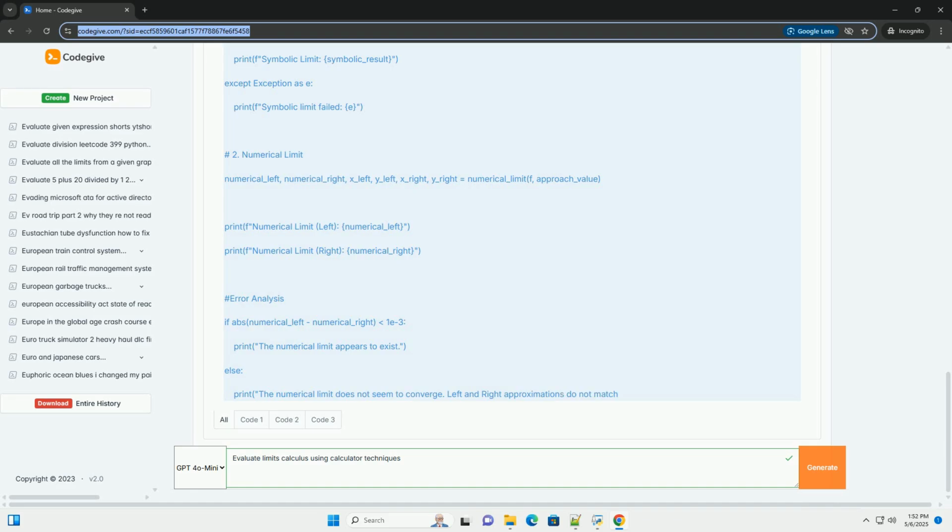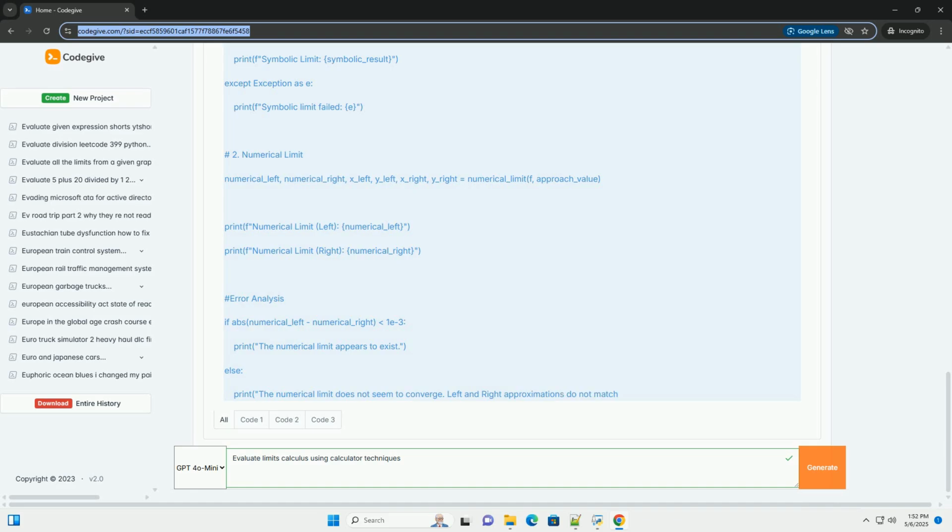The general strategy is to evaluate the function near the point where we're taking the limit. This is done by entering your function into your calculator and using a variety of different methods, which will be discussed below. A. Simple numerical substitution, manual. This is the most basic method.